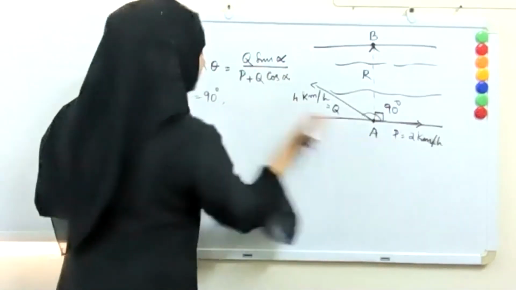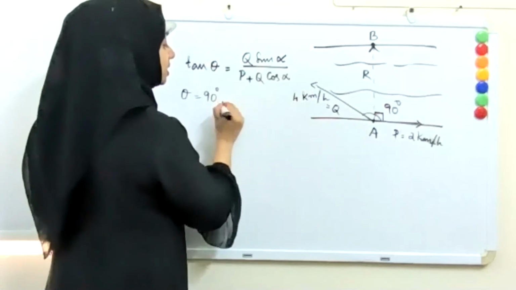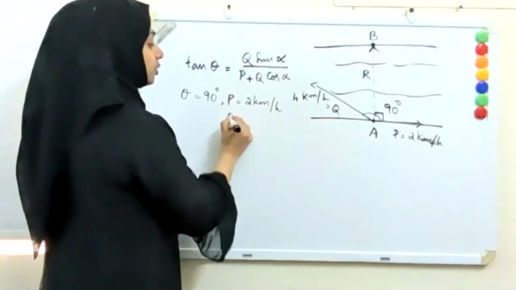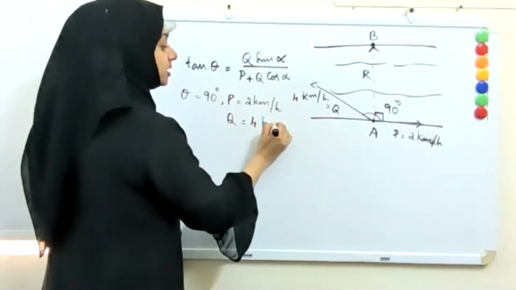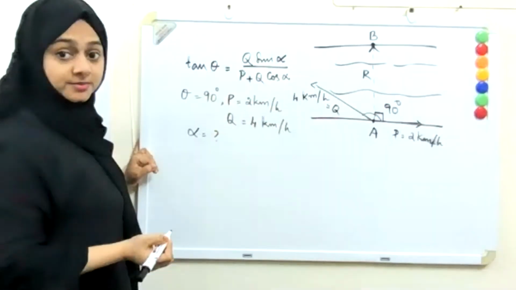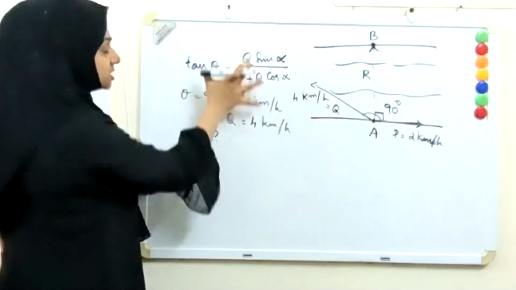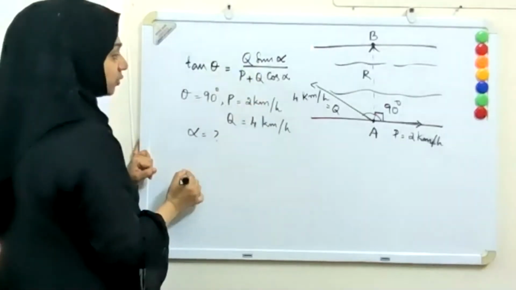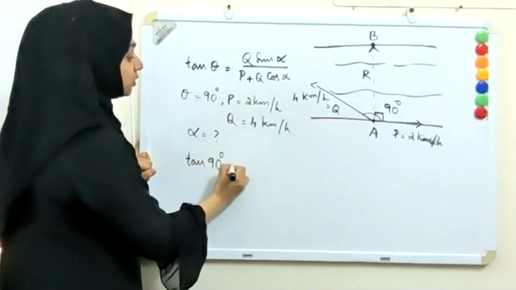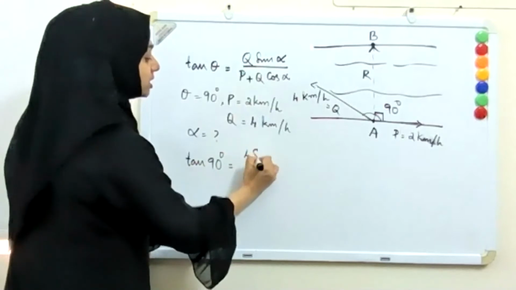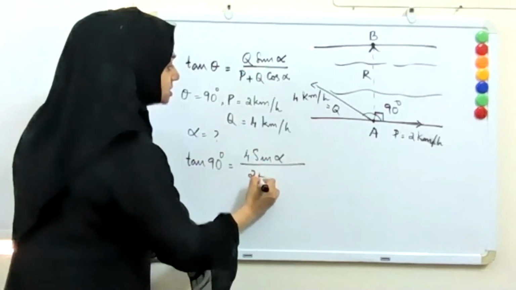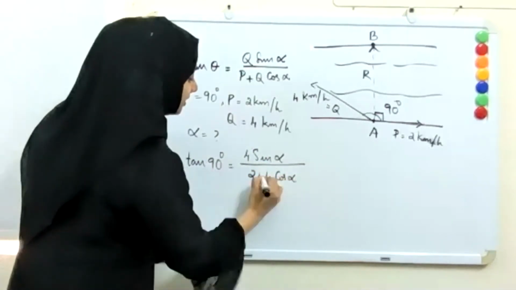And they have given P. P is equal to 2 kilometer per hour, and Q is equal to 4 kilometer per hour. What is alpha? This is the question. So let us put all the quantities in this equation. We get tan 90 degrees is equal to 4 sine alpha divided by 2 plus 4 cos alpha.